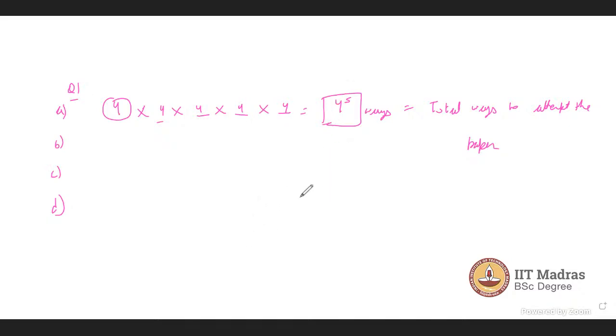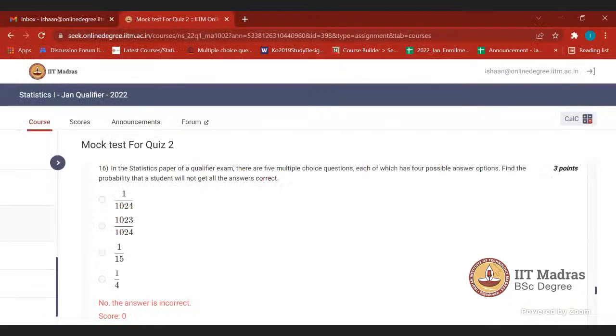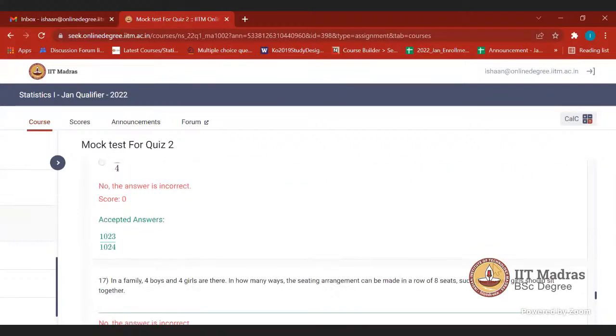Out of which there is only one way to get all correct, right? Suppose for question 1, option B is correct. So you must select option B. It can be done in only one way. For question 2, let's say option A is correct. So you need to select that. So getting all correct is only one way. Probability of getting all correct is 1 by 1024. Okay, sorted. So to not get all answers correct, it's just 1 minus getting all correct. Yeah, exactly.